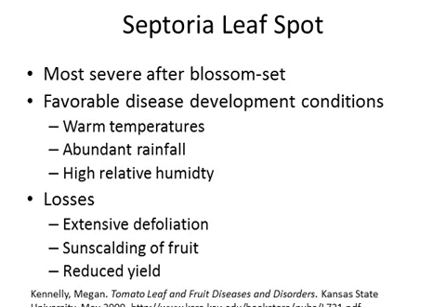Spore production is abundant when the temperatures are between 60 and 80 degrees Fahrenheit. Relatively warm temperatures, abundant rainfall, and high relative humidity favor disease development. Septoria leaf spot can cause extensive defoliation, resulting in sun scalding of fruit and reduction in yield.